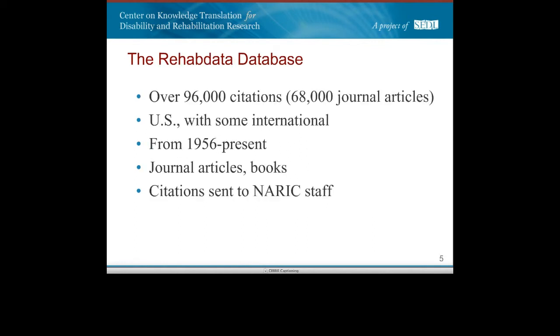Rehab data has over 96,000 citations, 68,000 of which are journal articles, and they are primarily U.S., although they do have some international articles as well. They include materials from 1956 to the present, and in addition to journal articles, they also have materials like books. And everything in the Rehab data database was sent to the NARIC staff, and then they imported it into their database.